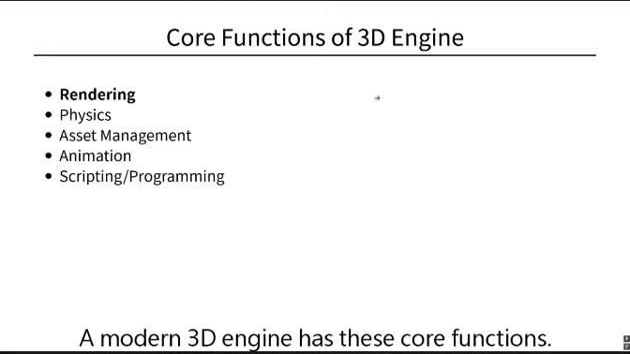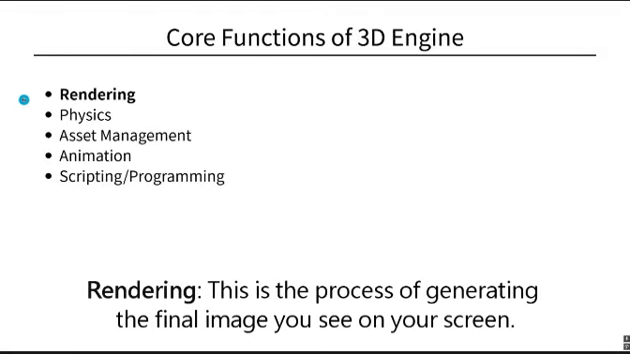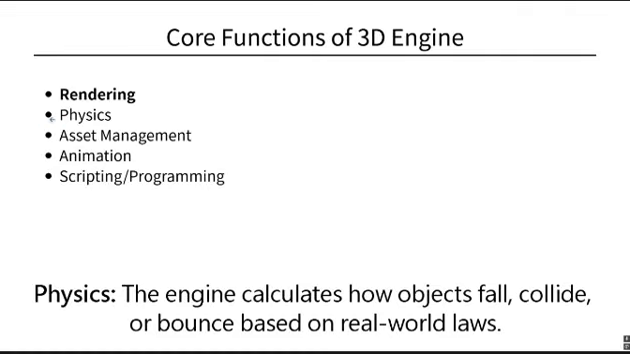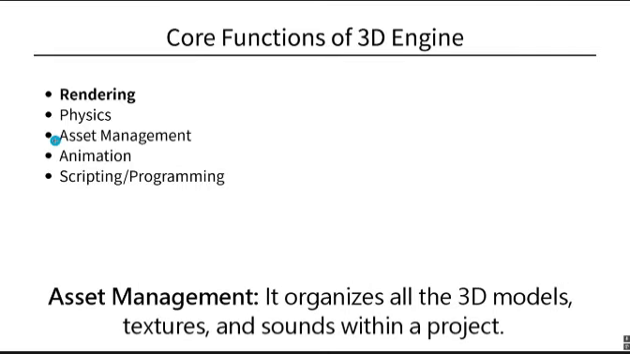A modern 3D engine has these core functions. Rendering. This is the process of generating the final image you see on your screen. Physics. The engine calculates how objects fall, collide, or bounce based on real-world laws. Asset management. It organizes all the 3D models, textures, and sounds within a project.